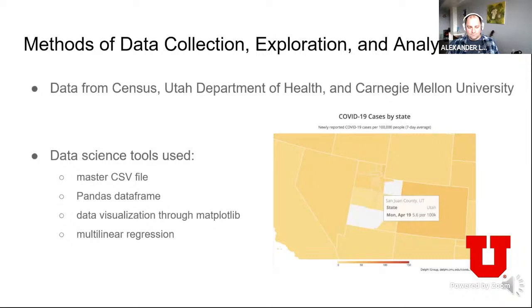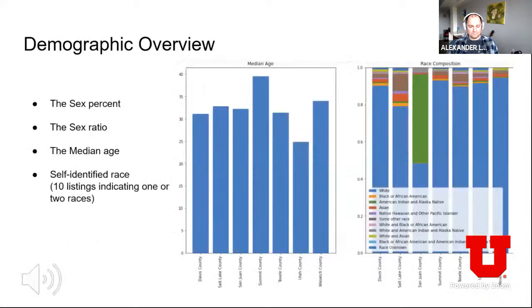We then loaded the relevant data into a master CSV file and used Pandas data frames to explore, analyze, and make predictions. This was done by finding correlations between demographic data and vaccine coverage and creating multilinear regression models using different parameters. We decided to focus on 7 counties, incorporating the following parameters as we can see on the left here. In the middle graph, the median age rests around 30 years, with the exception of Summit County with 40 years. On the right graph, we see the majority of the population being white, with the exception of San Juan having a high proportion of American Indian and Alaska Native individuals.